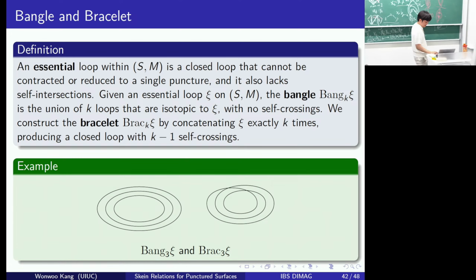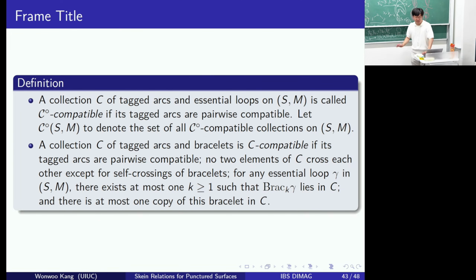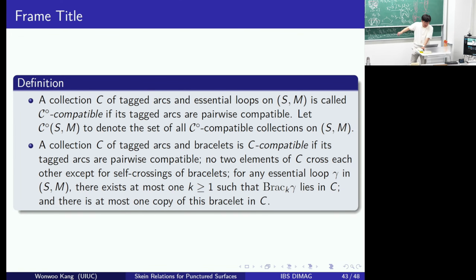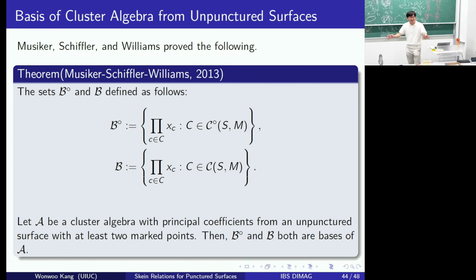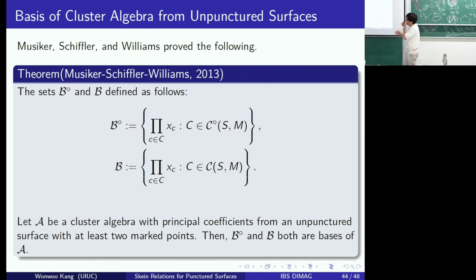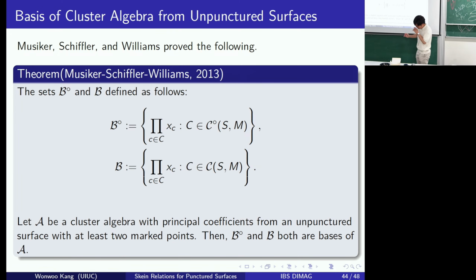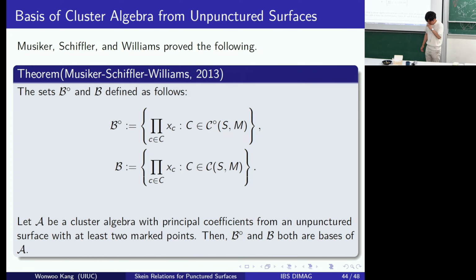And why am I saying that? The reason is that you have to define something broader, compatible sets. If you have put in the bangles, then we call it C not compatible. If you're adding bracelets, you call it C compatible. And why are we doing that? Because that's the basis of the cluster algebra of surfaces. That is conjectured to be a basis.